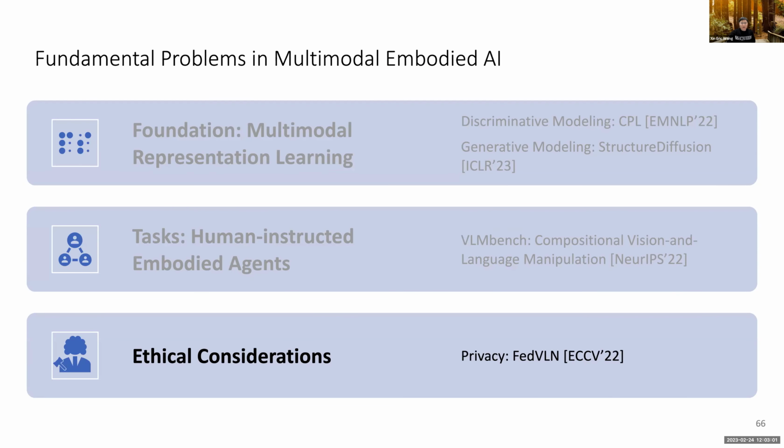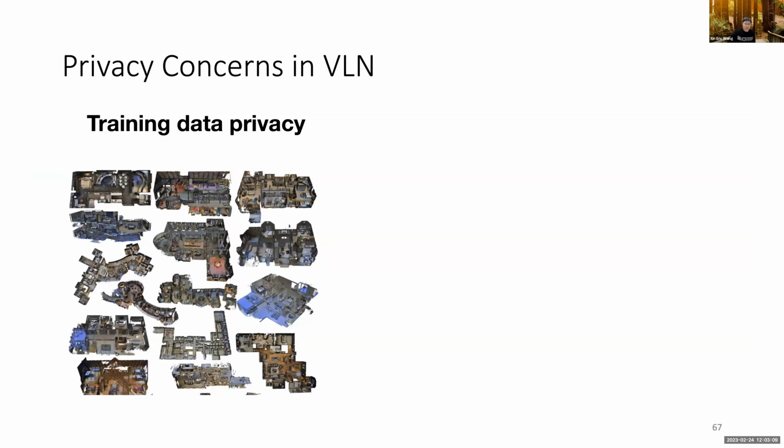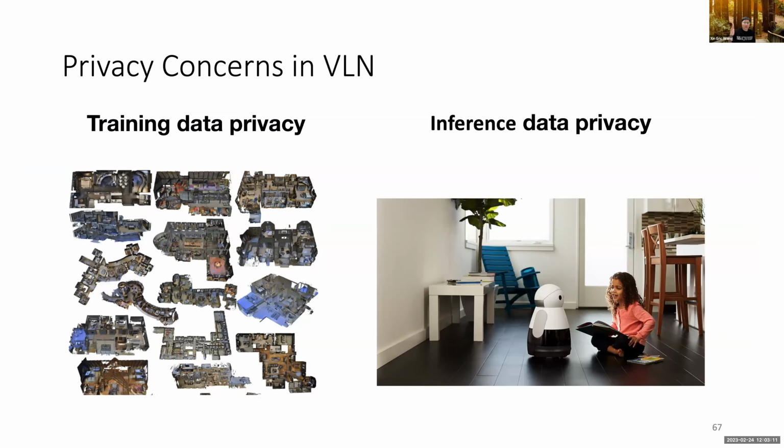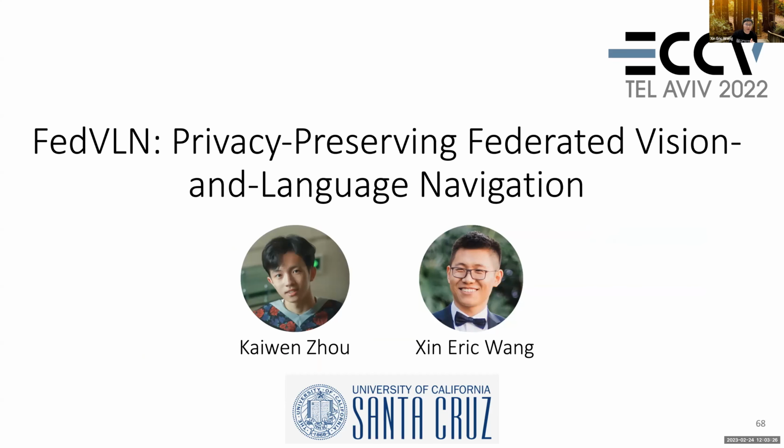For the last part, since I believe last time I already mentioned this work, I'm going to skip it. Basically, this work is to preserve data privacy in both the training and inference stages. We introduced the first federated learning framework for vision and language models to do that.